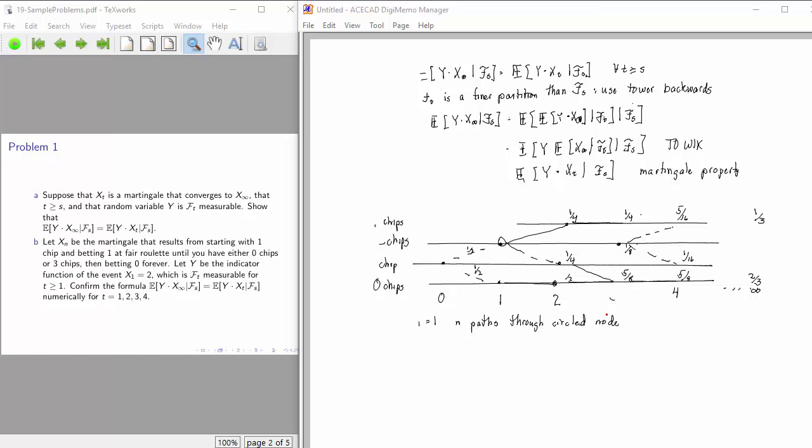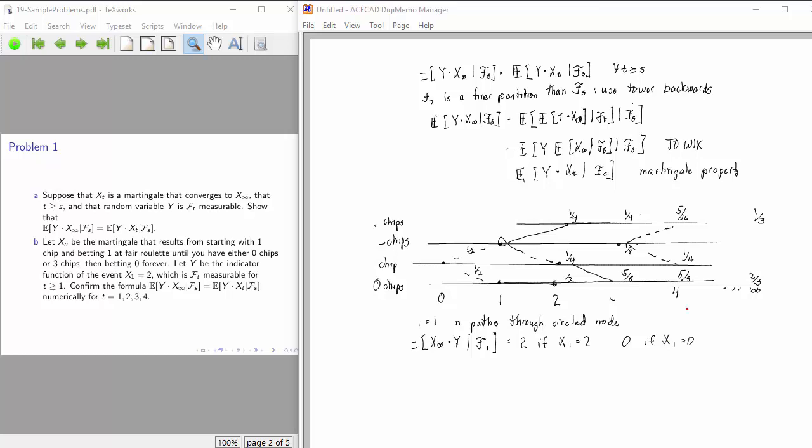Well, let's consider the expectation of x infinity times y conditioned on f sub 1. I've chosen s equals 1. If I have 2 chips at s equals 1, this is a martingale, and therefore the value at any time in the future is going to be 2 if x1 equals 2, 0 if x1 equals 0.